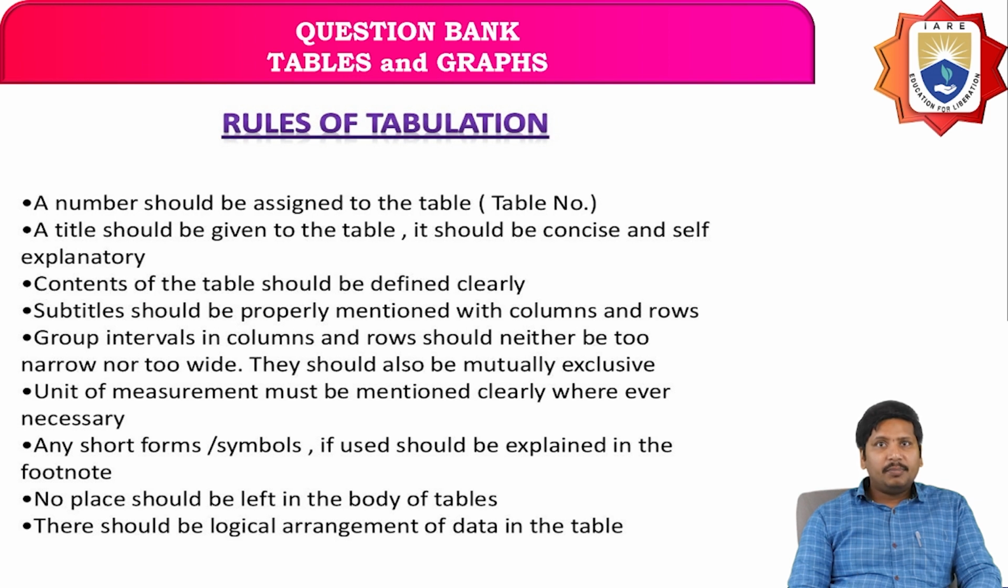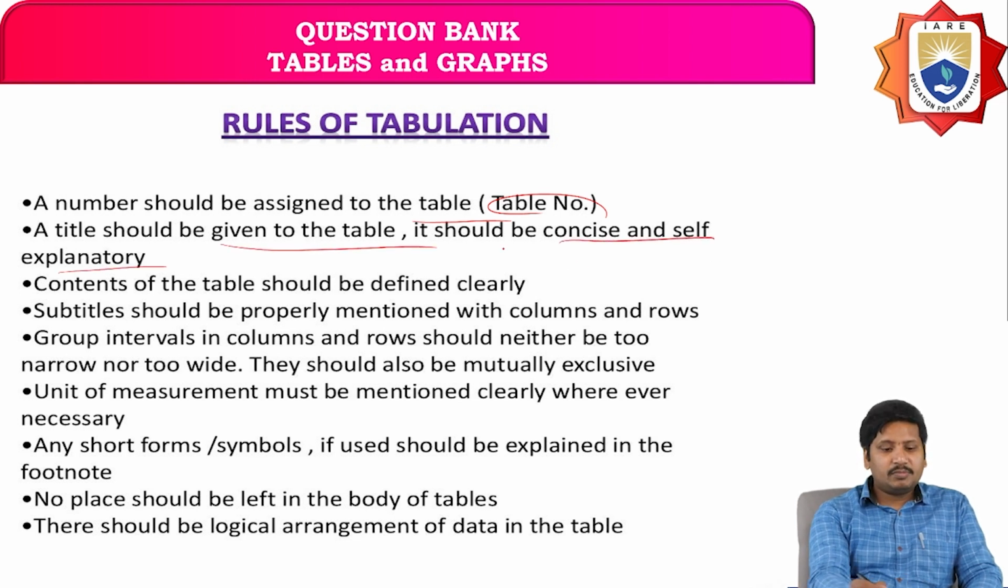So here a number can be assigned to the table, which we can call the table number, and a title should be given to the table, which should be concise and self-explanatory. The contents of the table should be clearly defined, and the subtitle should be properly mentioned with columns and rows, and group intervals in rows and columns should be neither too narrow nor too wide. The units of measurement must be clearly stated wherever necessary.